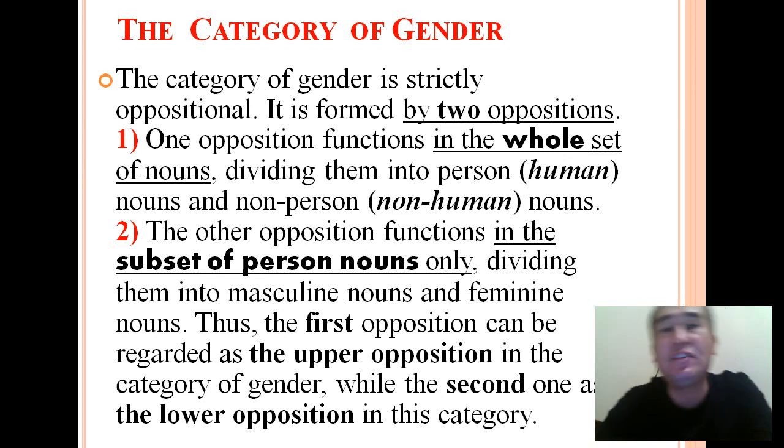The category of gender is strictly oppositional. It is formed by two oppositions. One opposition functions in the whole set of nouns, dividing them into person and non-person. The other opposition functions in the subset of person nouns, dividing them into masculine nouns and feminine nouns. Thus, the first opposition can be regarded as the upper opposition in the category of gender, while the second one as the lower opposition in this category.